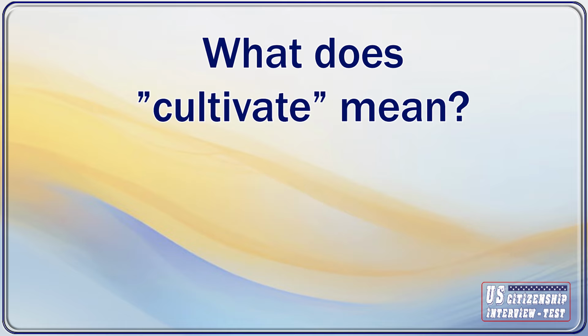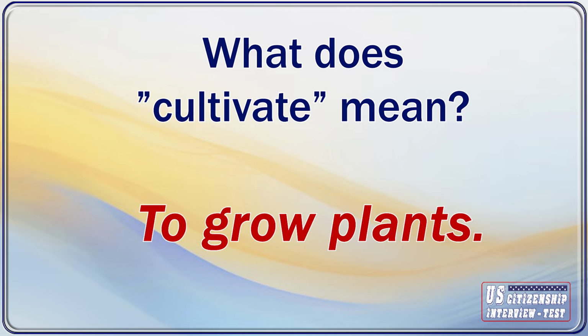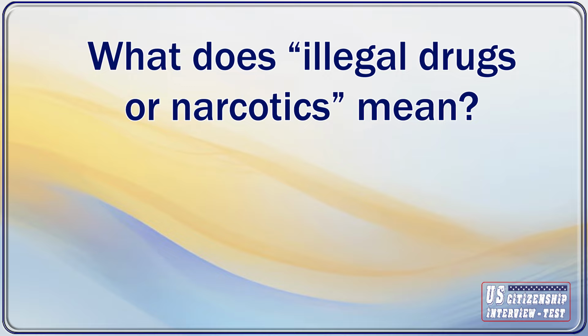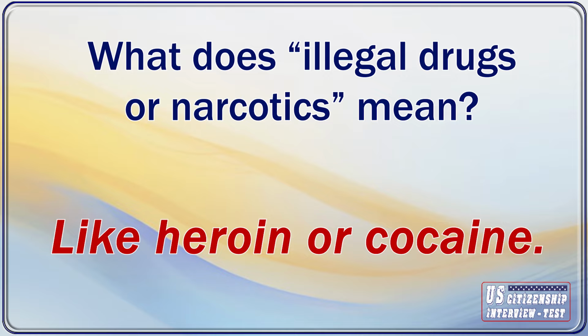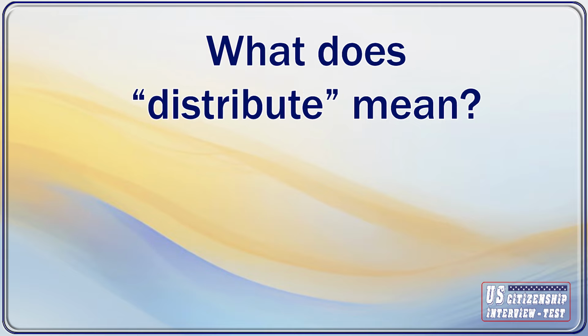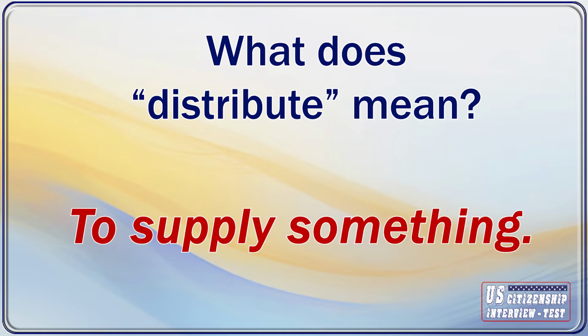What does cultivate mean? To grow plants. What does illegal drugs or narcotics mean? Like heroin or cocaine. What does distribute mean? To supply something.